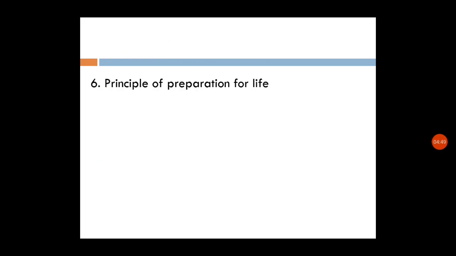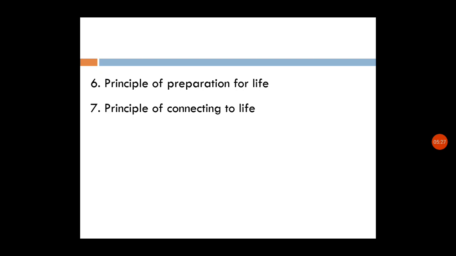Next is the principle of preparation for life. Even though we are preparing a student for a particular course or program, it should give the students opportunities so that they are able to practice it in their own life. They also have to lead a successful life by earning money, by getting an occupation, and the knowledge should be sufficient for them to lead a successful life in their personal life also. That is the principle of preparation for life.